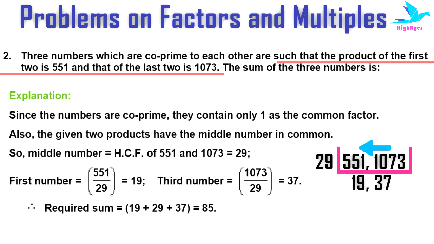So the first number will be 551 divided by 29, that is equal to 19. 19 is a prime number as well as co-prime to 29. And the third number will be 1073 divided by 29, that is equal to 37, which is also a prime number and also co-prime to 29. So the required sum is 19 plus 29 plus 37, that is equal to 85.